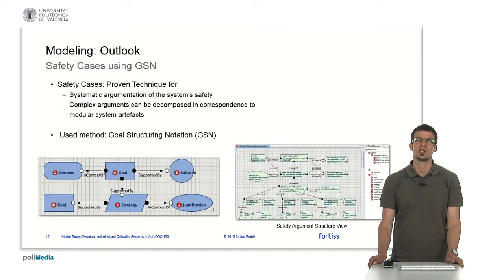Another emerging feature in AutoFocus are safety cases. These are a proven technique to perform systematic argumentation of the system's safety. They provide techniques to decompose complex arguments based on the modular system artifacts created during the development of a system. In AutoFocus 3, the goal structuring notation is used, which is a well-known approach to formalize safety cases.